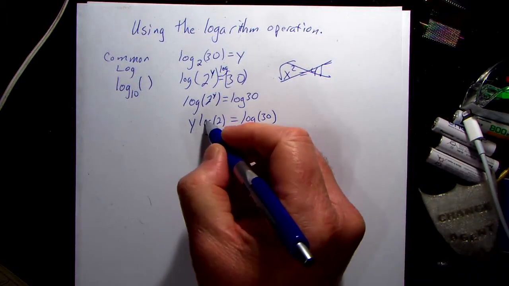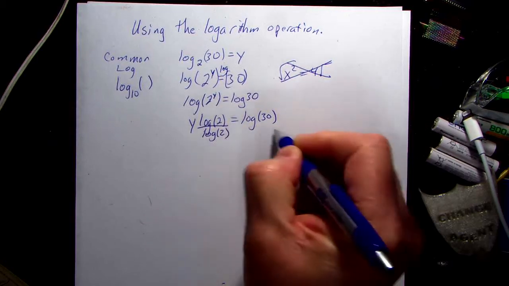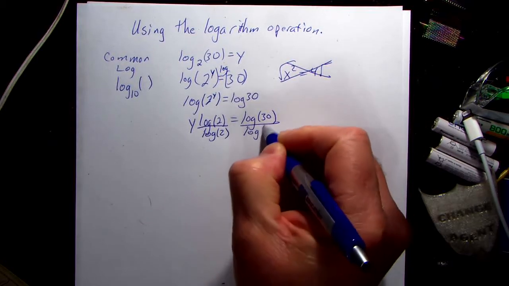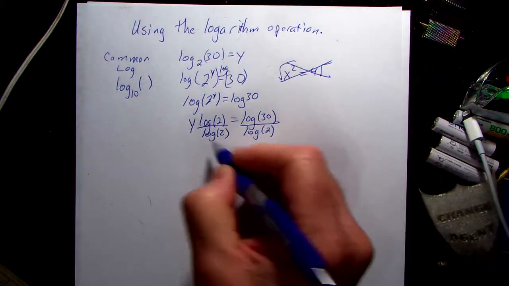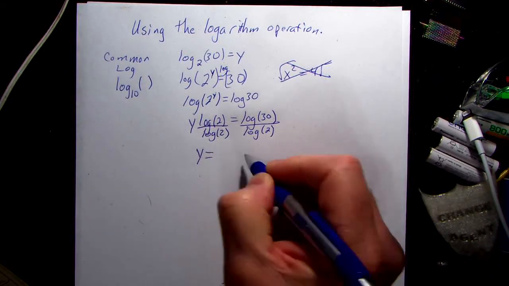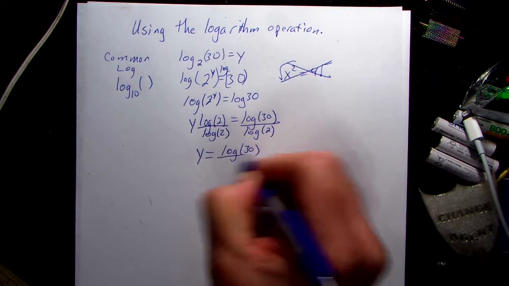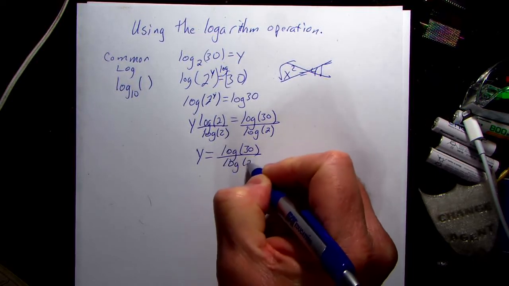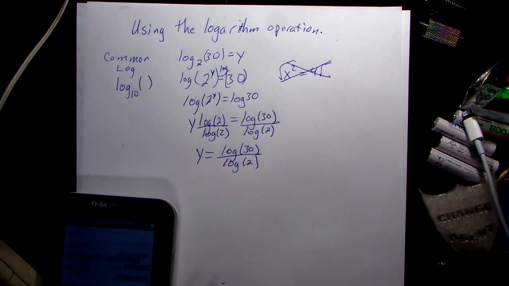Now, this is y times something, which means we can undo what's happening to it by doing the inverse operation, multiplication. The inverse is going to be division. And we get y equals log of 30 over log of 2, which we can punch into our calculators to figure out what that is.